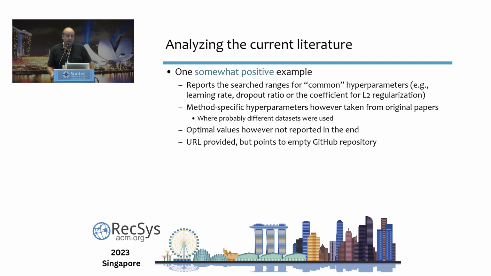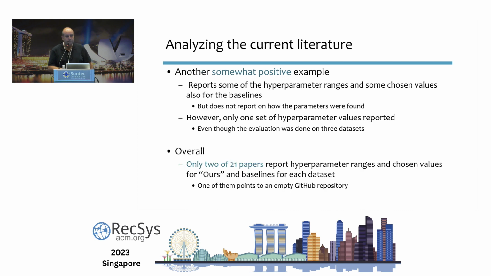And then we found in this particular paper, there's a URL provided, but the GitHub repository is empty 1 year after the conference has happened. Another somewhat positive example: they report hyperparameter ranges and some chosen values for all the baselines, but they don't inform us how they tuned, how they came up with the values. Did they search manually? Was it done systematically? And so on.